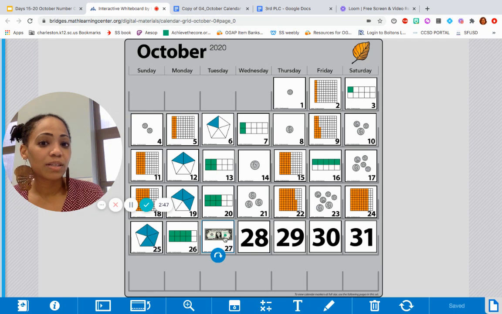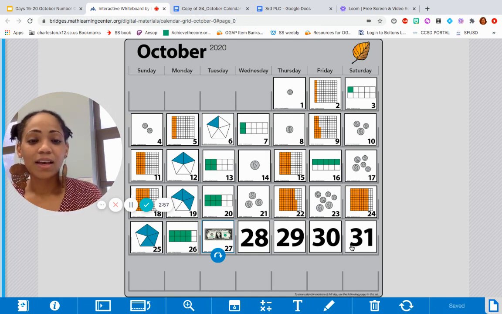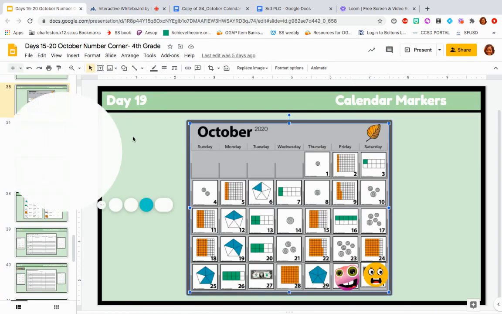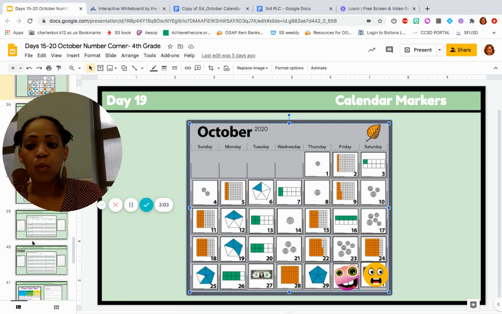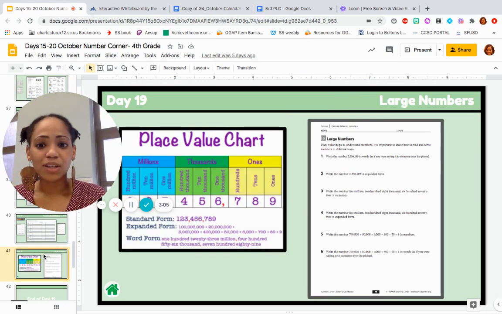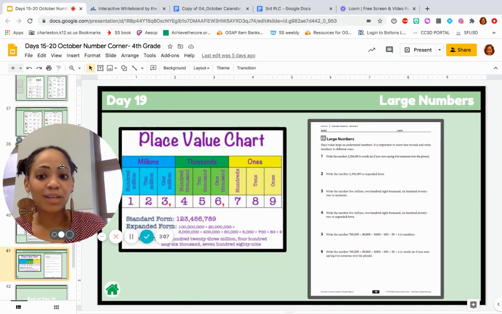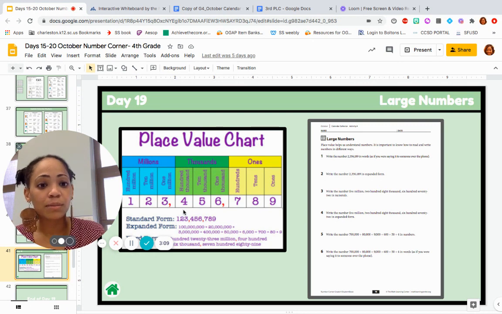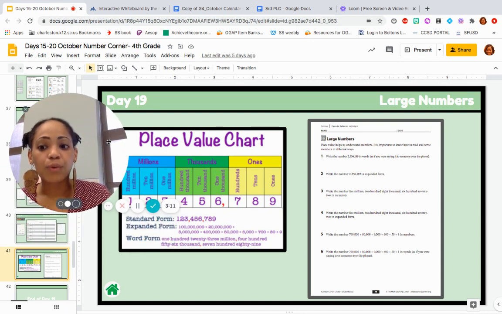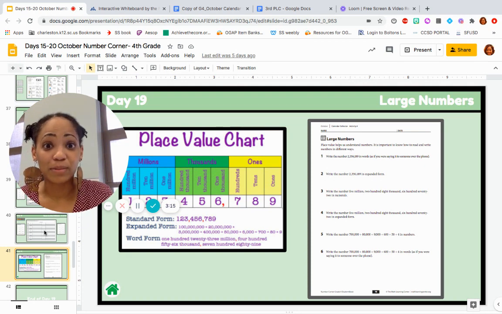So now we're starting with a dollar. I wonder where the end of the month is going to end up. What might that calendar marker look like? Guess we'll have to wait and see. Today, we are going to work on a worksheet talking about large numbers, and we are going to play Race to the Millions. So let's actually do that first, and then we're going to talk about this workbook page.